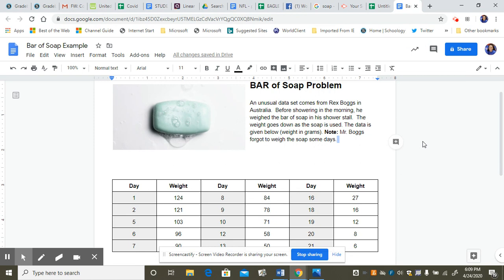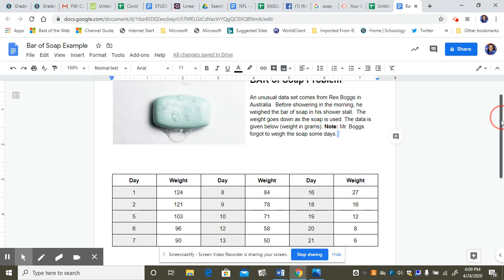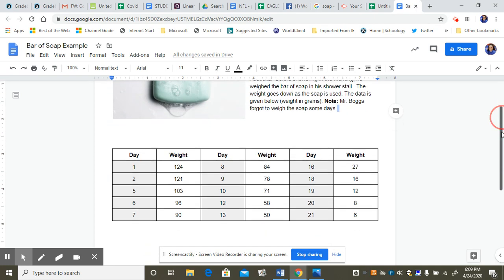What this data is about, I found it in an old stats book. It's about how much a bar of soap weighs. And this guy from Australia, his name was Rex, he would weigh his soap before he took a shower. As you notice, day one, it was a full, probably new soap of 124 grams. And then as you work your way down, the soap weighs less and less because he's using up the soap. Notice he did forget some days to measure the soap, which is okay.